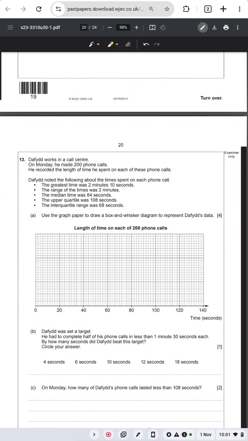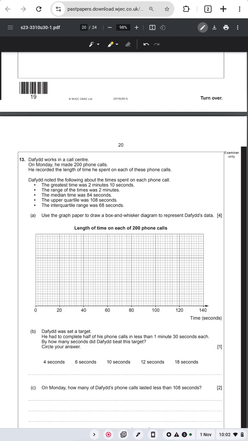David works in a call centre. On Monday he made 200 phone calls. He recorded the length of the time he spent on each phone call. David noted the following about the time spent on each phone call. The greatest time was 2 minutes 10. The range of the times was 2 minutes.